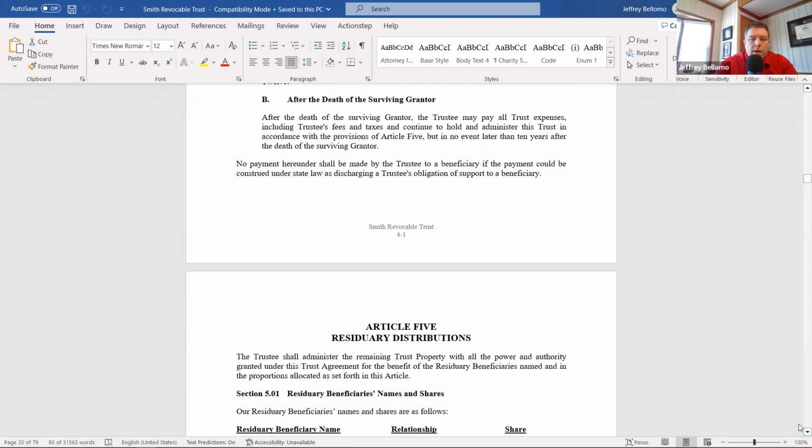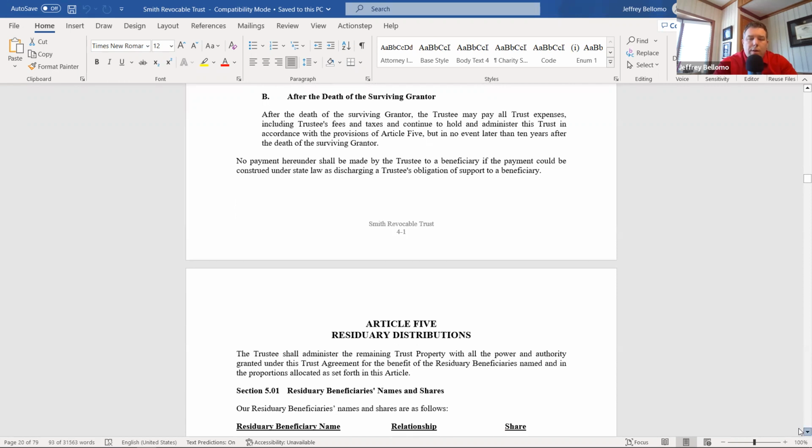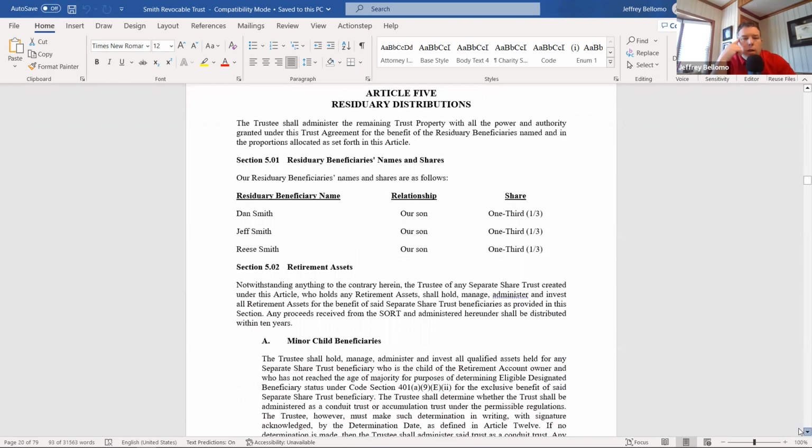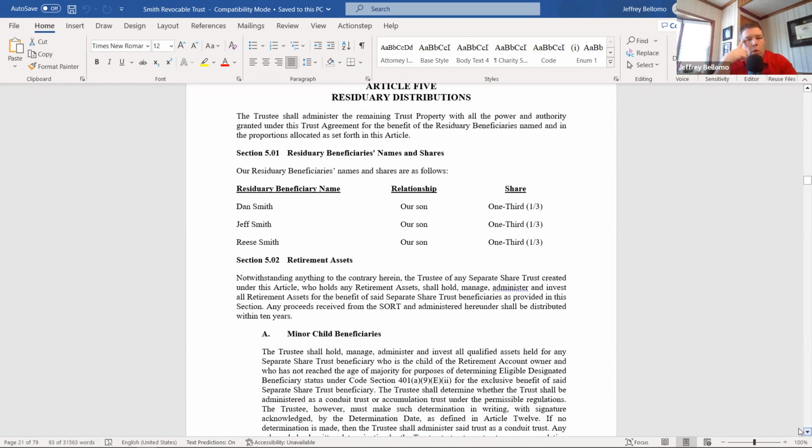Under Article 5, this is a section that I debated removing, again, because I'm having everything go over into the asset protection trust, but we decided to leave it as is. I don't think that education is a bad thing.